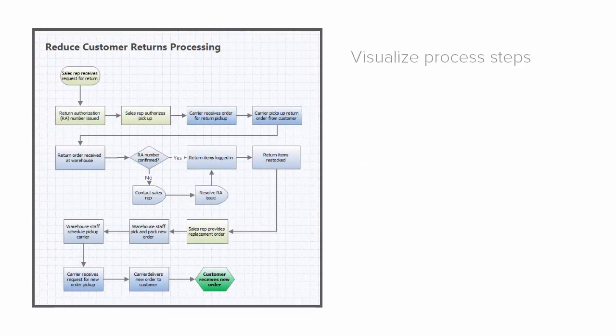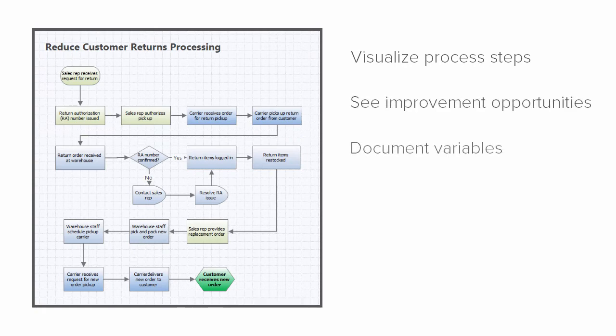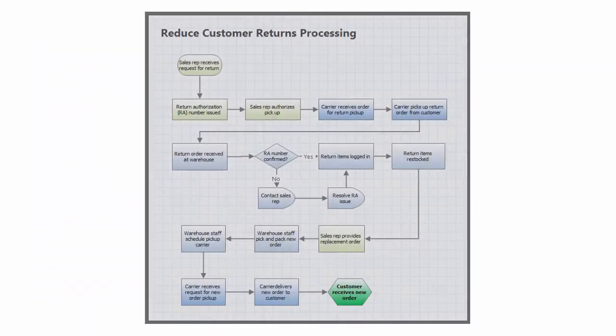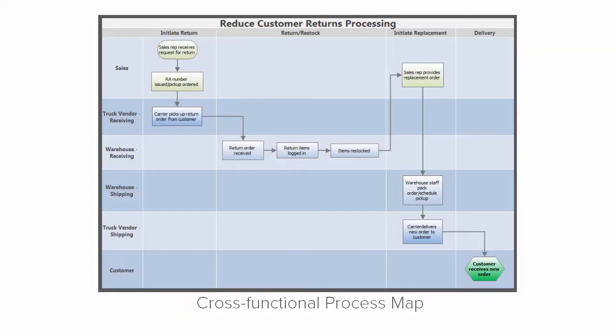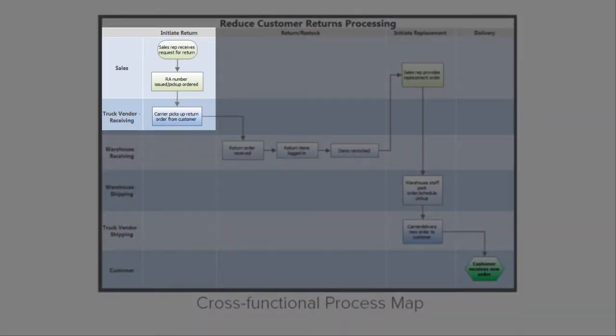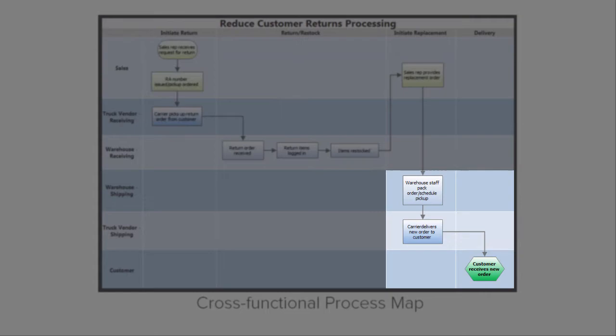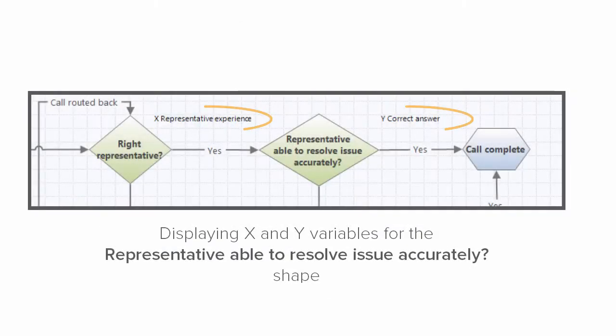Process maps let you visualize the steps of a process, see improvement opportunities, and document input and output variables for each process step. You can easily define the scope of a project and see where in the process to focus your attention. In addition to regular process maps, Companion lets you create cross-functional process maps that highlight where processes cross organizational boundaries. Displaying data such as process variables and performance metrics is a key benefit of Companion.